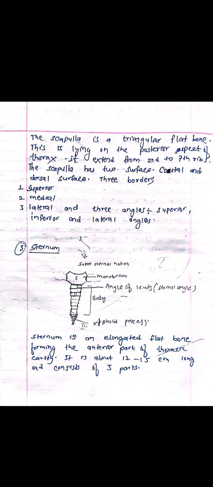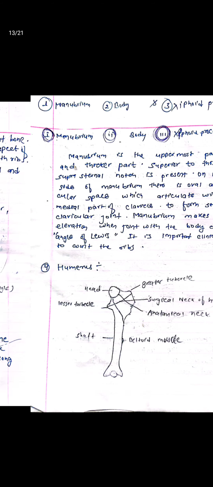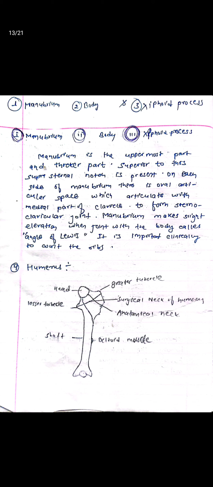Sternum. Sternum is an elongated flat bone forming the anterior part of the thoracic cavity. It is about 12 to 15 cm long and consists of three parts: manubrium, body, and xiphoid process. Manubrium is the uppermost and thicker part. Superior to this, suprasternal notch is present. On each side of the manubrium, there is an oval articular space which articulates with the medial part of the clavicle to form the sternoclavicular joint. Manubrium makes a slight elevation when joined with the body, called the angle of Louis. It is clinically important to count the ribs.